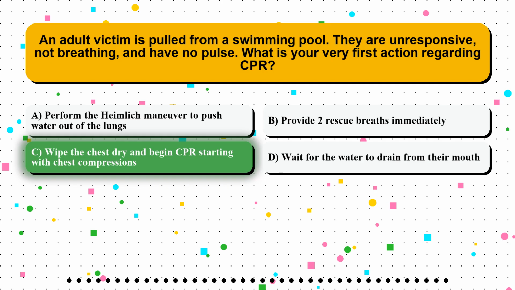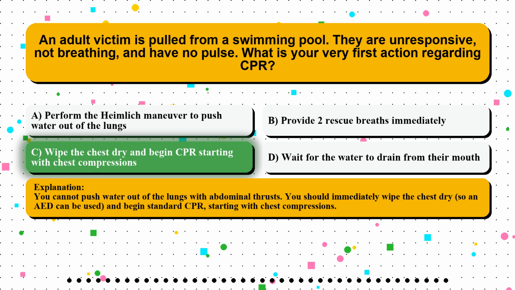The correct answer is option C, wipe the chest dry and begin CPR starting with chest compressions. You cannot push water out of the lungs with abdominal thrusts. You should immediately wipe the chest dry, so an AED can be used, and begin standard CPR, starting with chest compressions.